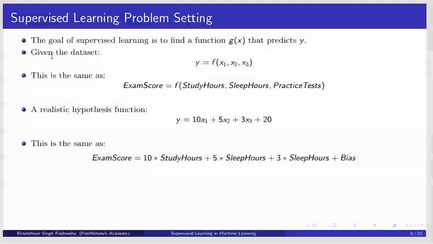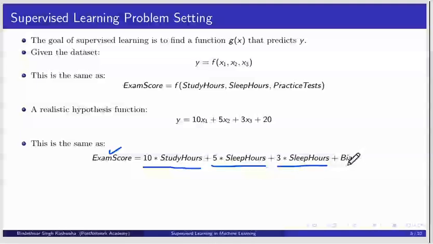Now see, the same way, the exam score you will predict based on this: 10 into study hours, 5 into sleep hours, 3 into practice tests, and one constant, that is bias. I will explain this one in upcoming videos. So this has been learned.